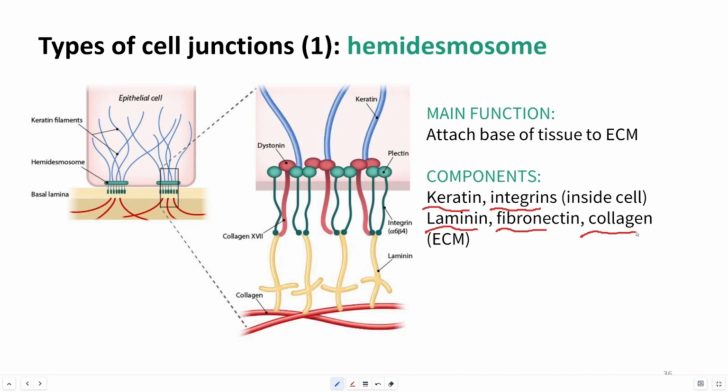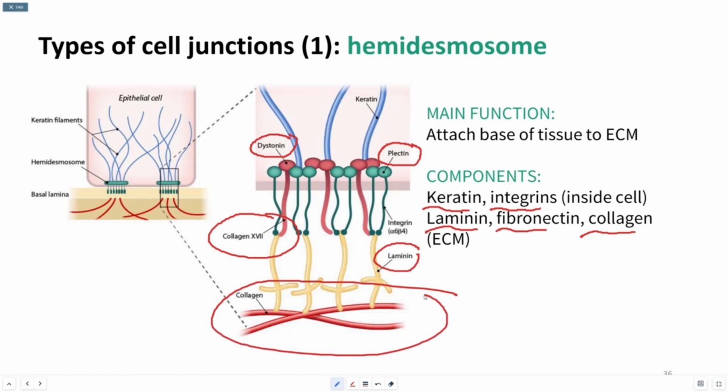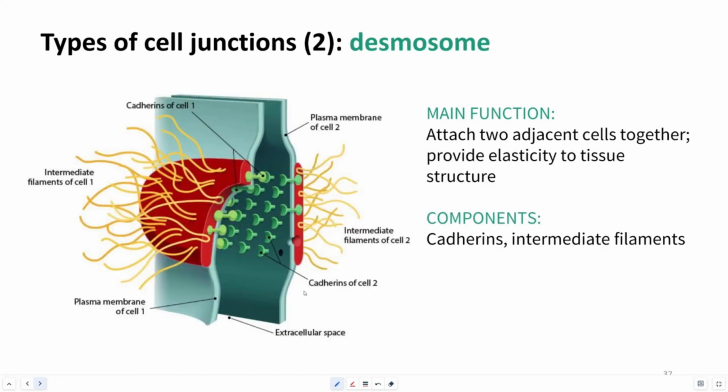As you can see in the image, different kinds of structural components keep the cells in place and aligned. The red proteins are called dystonin, the green proteins are called plectin, and then attached to them are different variations of collagen. These will then bind to the laminin and attach to the base collagen fibers that give structural support to the tissues. The first type of junction is called desmosomes.